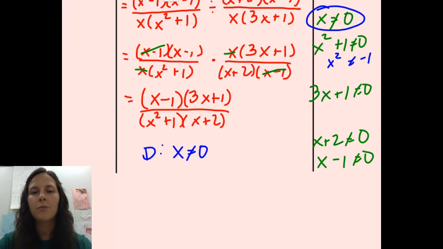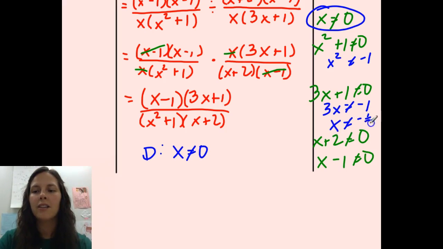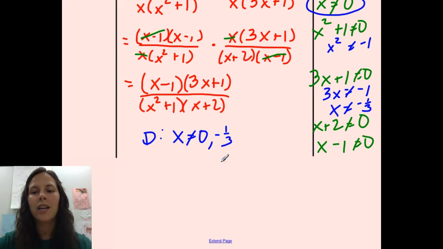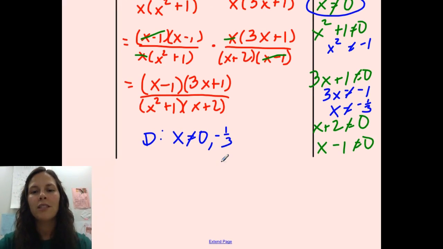Next, let's solve 3x plus 1 cannot equal 0. Subtracting 1 from both sides and dividing both sides by 3, x cannot equal negative 1/3. We'll add that to our list of domain restrictions. Solving x plus 2 cannot equal 0, subtracting 2 from both sides, we get x cannot equal negative 2. And finally, solving x minus 1 cannot equal 0, adding 1 to both sides, we get x cannot equal positive 1. Our list is 4 values that we cannot substitute in for x in our expression because they could at some point make a denominator 0.